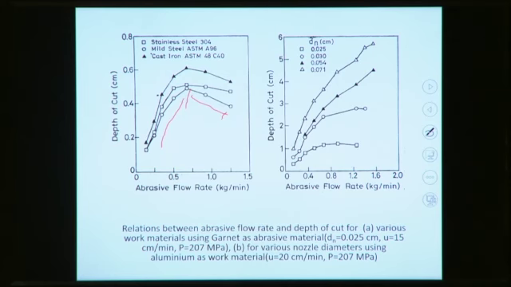Okay, so beyond the optimum value, after the optimum value is achieved, the depth of cut decreases again, because when you are using more abrasive particles, these particles will collide with each other. It may cause agglomeration also. These abrasive particles are not good for machining. So beyond the optimum value of abrasive flow rate, your depth of cut will reduce.